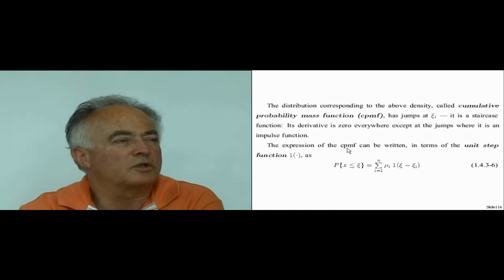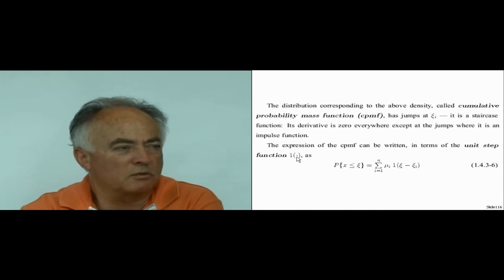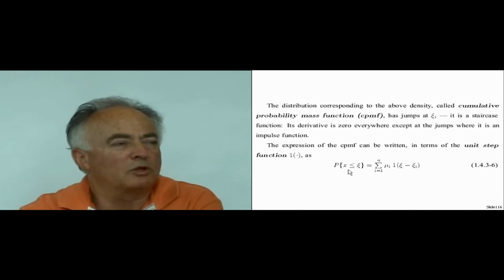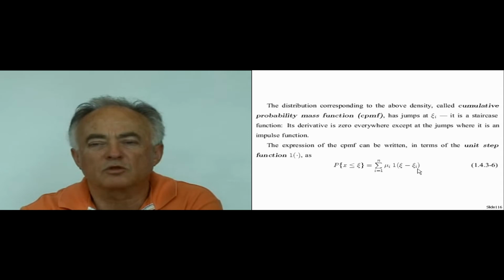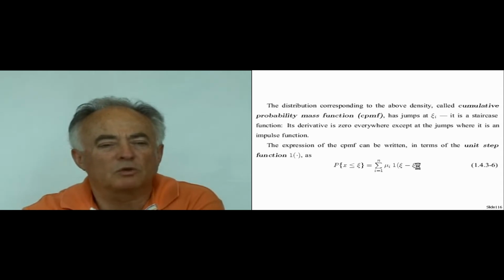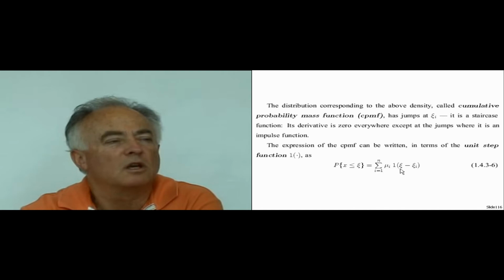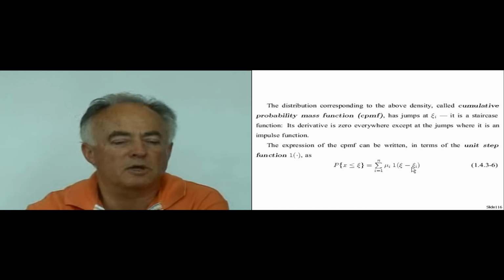The expression of the CPMF now can be written in terms of the unit step function 1 with argument, that's a symbol for a dummy argument, as follows. The probability of x less or equal to the number xi is the sum of the weights mu i times the unit function with argument xi minus xi. These unit functions all start again at the location where its argument equal to 0, namely this one starts at xi equal to xi. That's where its jump takes place.